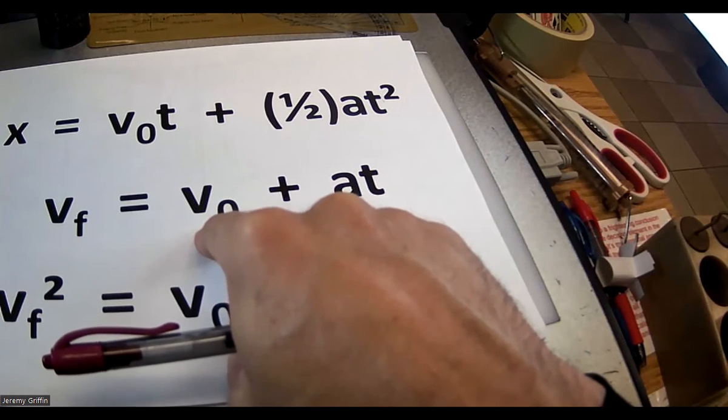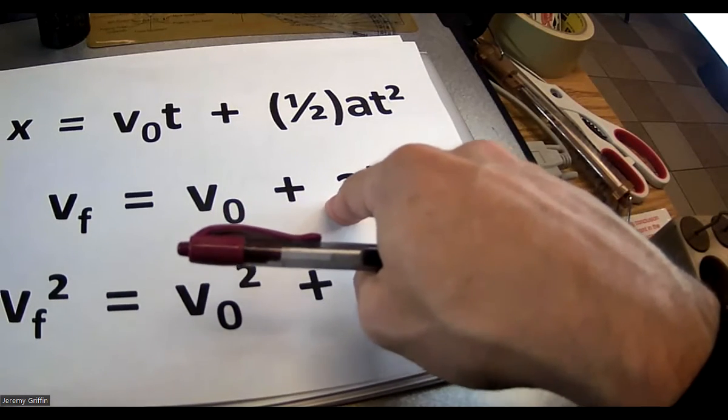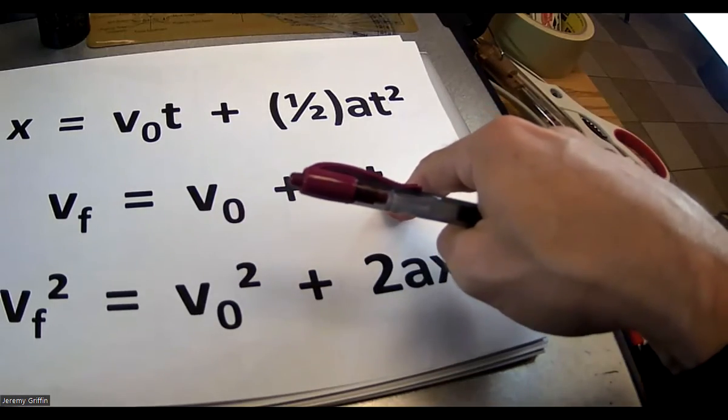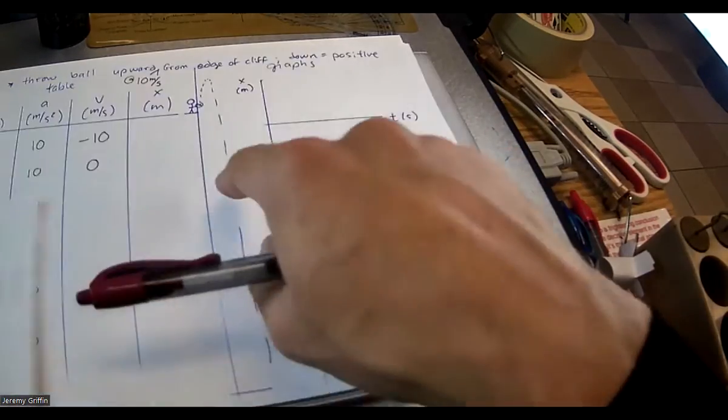The second one, because this number was, what was this number? Negative 10 meters per second. And this number was 10 meters per second squared times 1 second. Do you guys see negative 10 plus 10 times 1 brings you to 0? Okay.